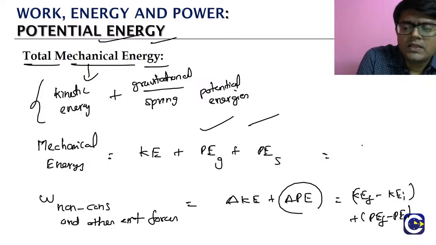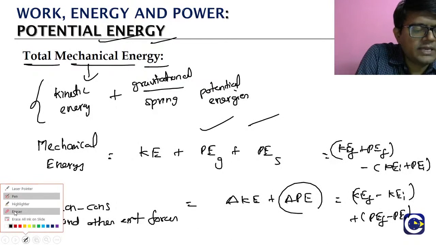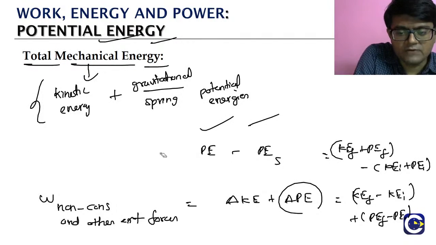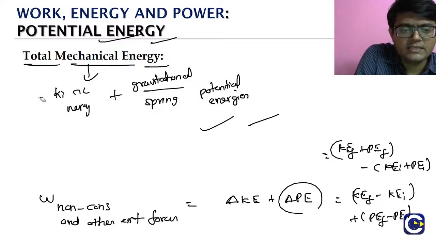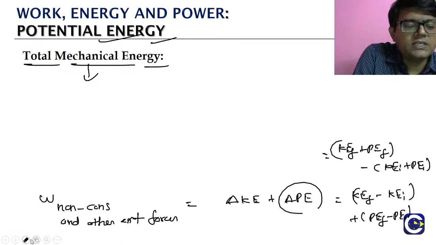K final plus P final, if you put it on one side, minus K initial plus P initial. So if you look at the modified work energy theorem, the work done by the non-conservative forces and other external forces, what is its value? That is K final plus P final minus K initial plus P initial.